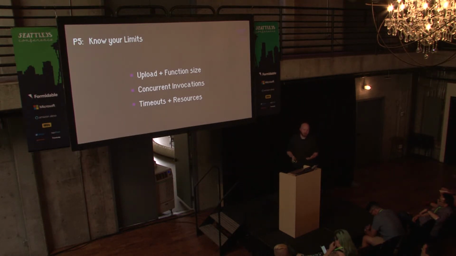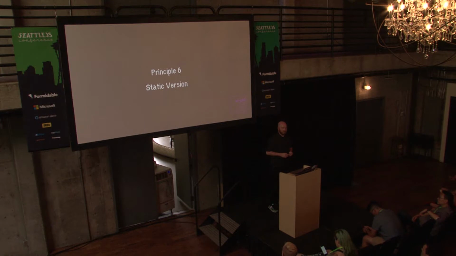And then there's also resource limits for memory, and the memory resource limit actually has a direct correlation to the number of CPUs that your code's going to be running on. So these are just some things to be aware of when you're doing Node.js on the server side that are a little bit different than Node. And then principle 6, static version.